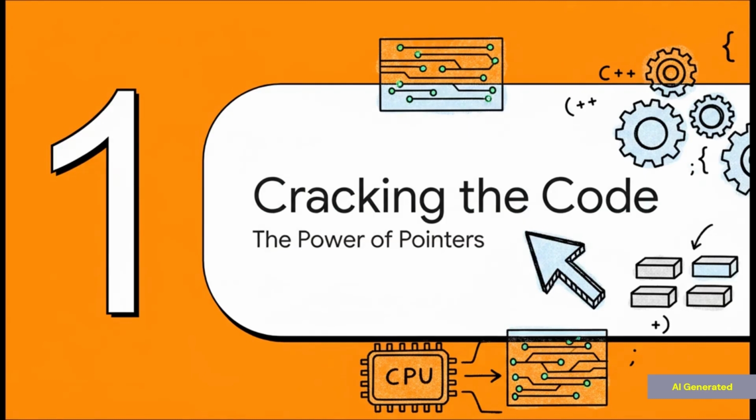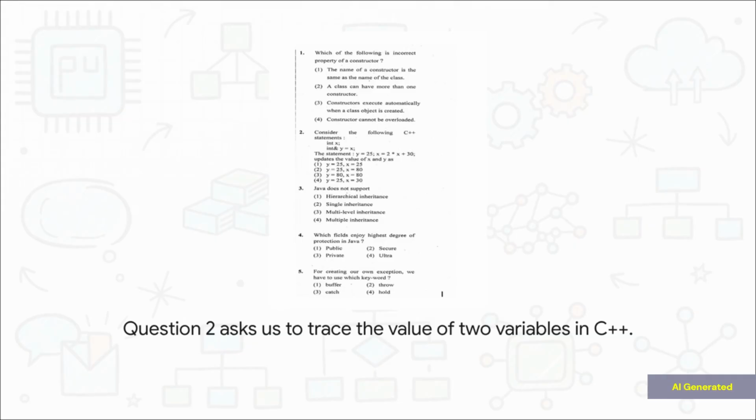Okay, first up, let's get our hands dirty with a little C++ code. This first puzzle is all about a really powerful concept called references, and it shows you just how precise a computer has to be when it follows instructions. So, let's take a look at question 2.